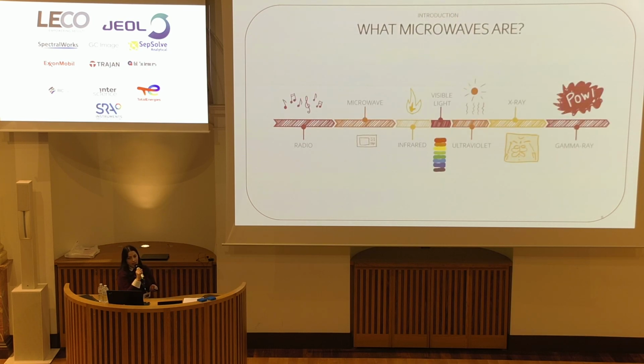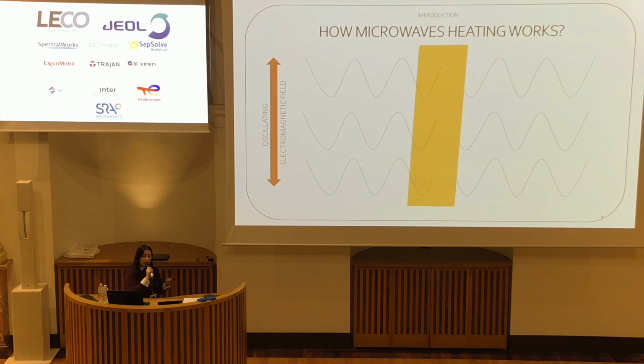But what are microwaves? They are non-ionizing electromagnetic waves that range between 300 megahertz and 300 gigahertz, and they are made of two oscillating and perpendicular fields, an electric and a magnetic one. How is their energy transformed into heat? Basically, by two different mechanisms.